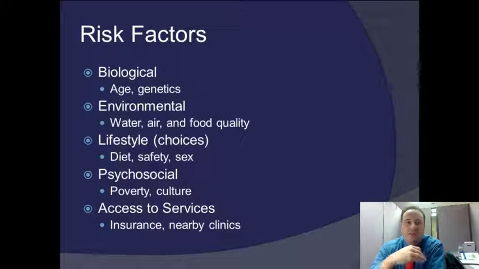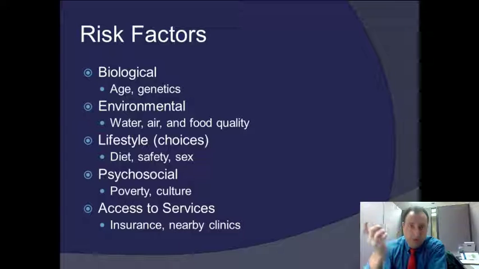Now, risk factors. It gives these 5 different risk factors, and they're pretty straightforward. As you get older, biological, things you're born with. Environmental, things you're exposed to. Lifestyle, or choices. So when you think of lifestyle, think things you choose to do, the food you choose to eat, if you choose to buckle your seatbelt, if you choose to have protected sex. Psychosocial is a lot of it's cultural, poverty, things in your environment that aren't necessarily like contaminated water, but low income, and that impacts things. And of course, access to services, what you can get to.